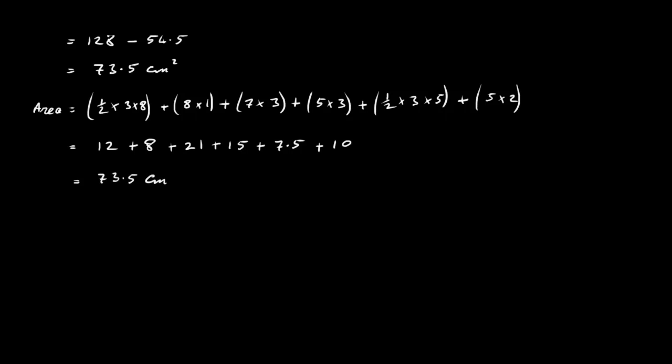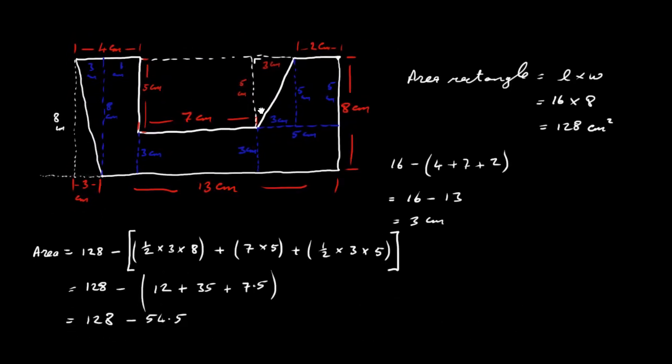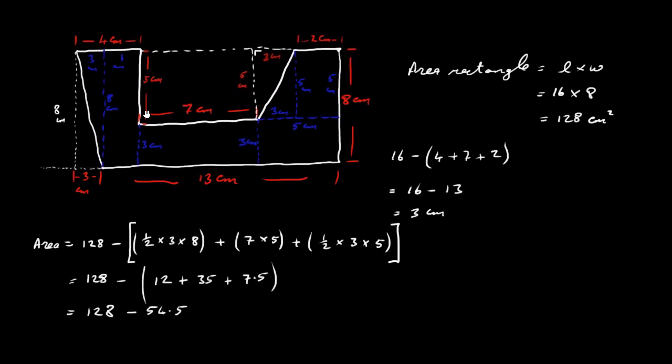73.5 centimeters squared. So we do get the same answer in both cases, so that's perfect. Okay, so the next thing I'm going to do is work out the perimeter of this shape. Now, for the perimeter, I'm going to start here. Let's do this in green. So I'm going to start here.